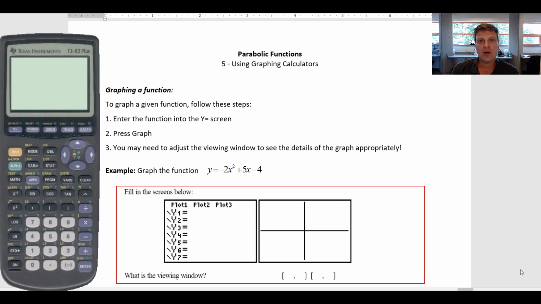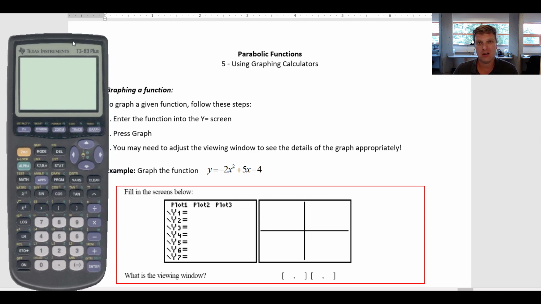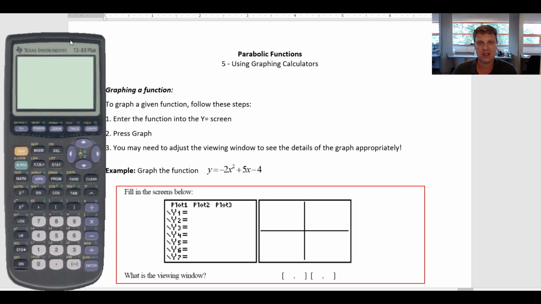All right, everybody, welcome back to our next lesson on quadratic functions. So today we are going to be learning how to use your calculator to graph functions and then solve functions from that and get a bunch of information from it. So I'm going to be demonstrating here on this virtual TI-83.